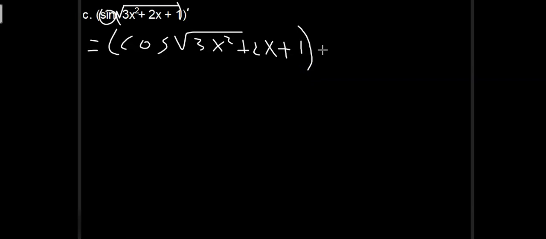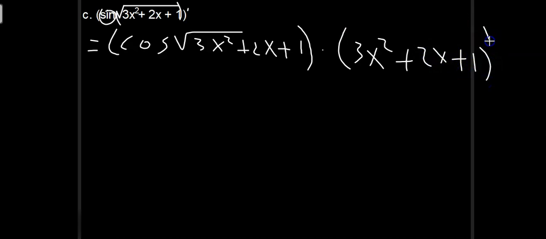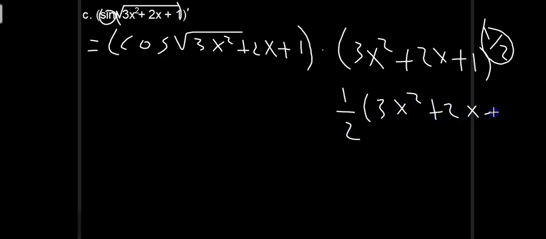But before that, I got this square root, so I've got to deal with that one too. When I derivate this 3x squared plus 2x plus 1, what am I going to get? This one is the same as 3x squared plus 2x plus 1 to the power of 1 over 2. When you bring this power to the front, you get 1 over 2 times the whole 3x squared plus 2x plus 1 to the power of minus 1 over 2. When you subtract 1 from 1 over 2, you get minus 1 over 2.